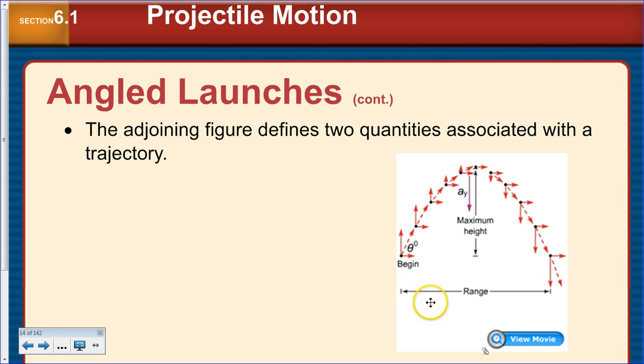A couple things we could figure out. One is we could figure out the range. Where does it land? We could figure out the maximum height. How far up does it go? We're going to have to figure out the time, which is probably the first thing we're going to do. How long does it stay in the air? So all these things are things that we traditionally will calculate with a problem like this.